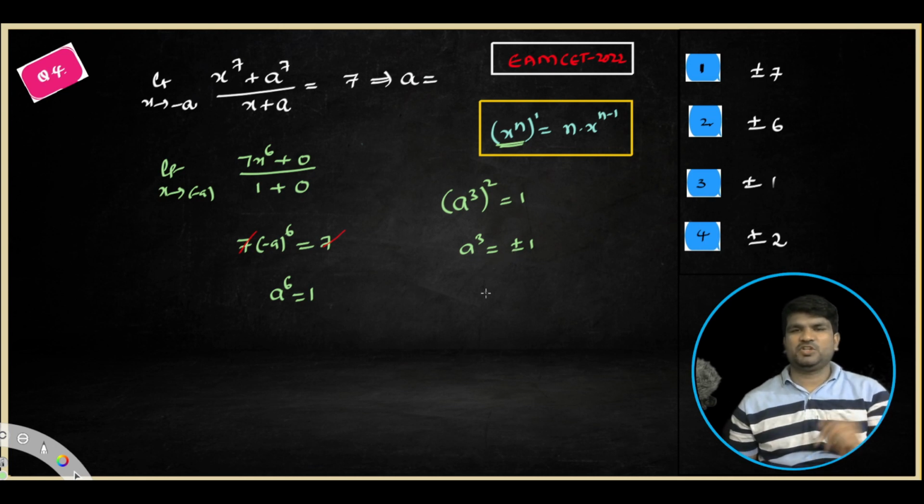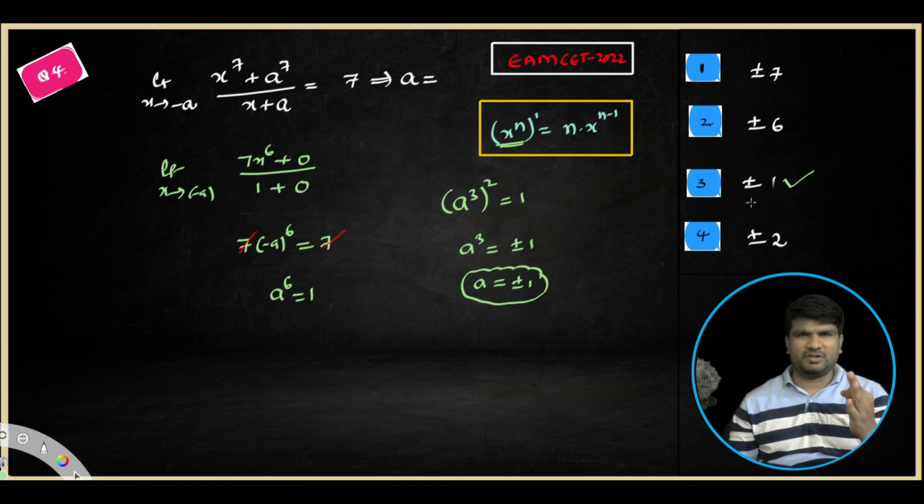Now applying cube root on both sides, so if a cube is 1, so cube root also 1. If a cube is minus 1, its cube root also minus 1. Therefore a equals to plus or minus 1. So we have to find the value of a. So a equals to plus or minus 1. Third option is the right option. Okay.